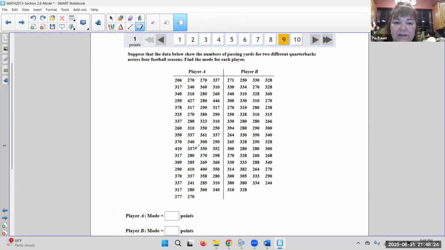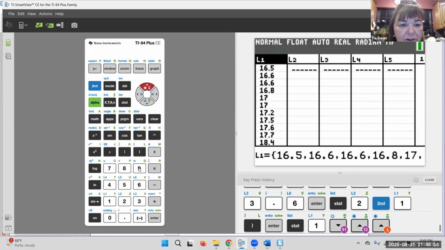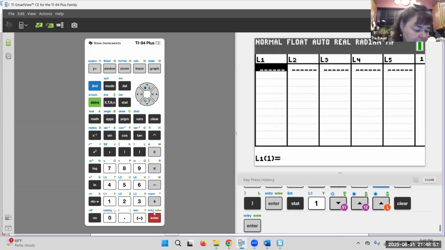So I'm going to go ahead and take a picture of this. And then I have to do it twice for player A and player B. So I definitely would rather do it on the calculator. So we go to L1. To the top, we clear and enter. And then we start entering the data from player A. And I'm going to do it by row.